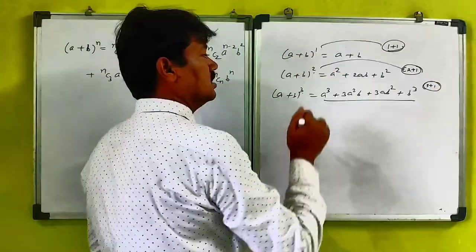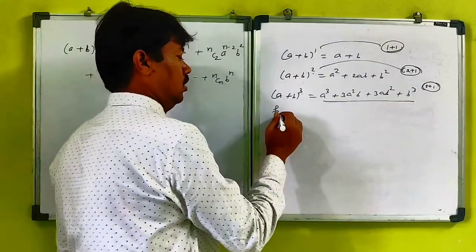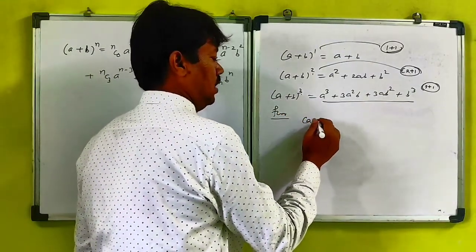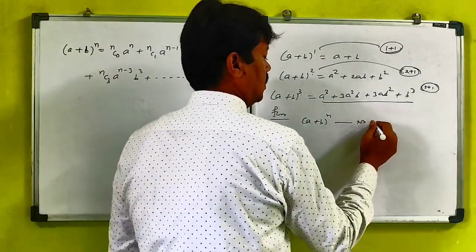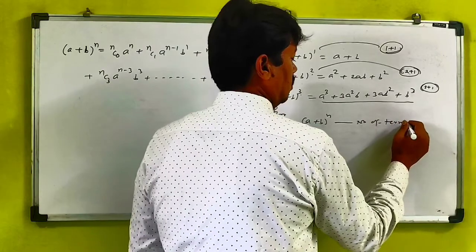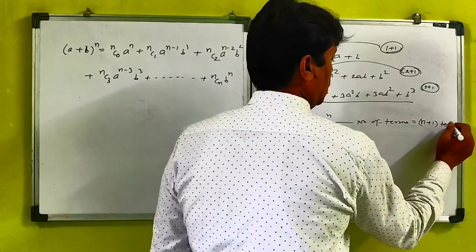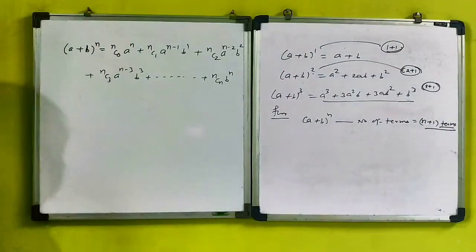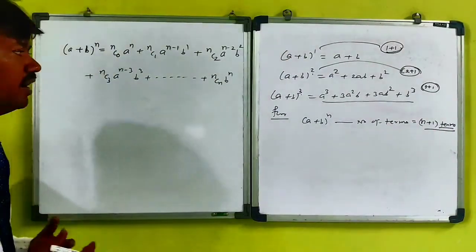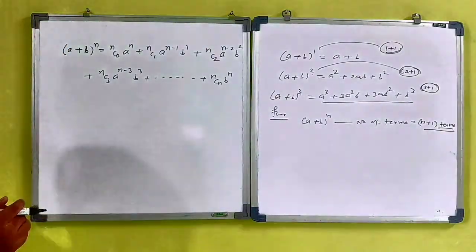Whatever the power, we can say that for (a plus b) raised to n, how many terms will be there? The number of terms is always equal to n plus 1. So there are n plus 1 terms in this. Now, how to find a particular term? First of all, there are n plus 1 terms, that's fine.